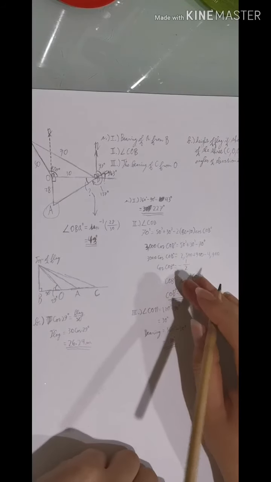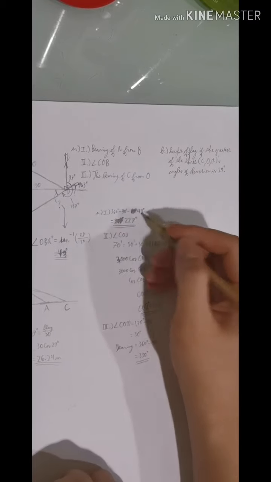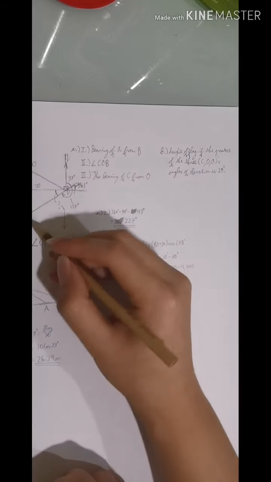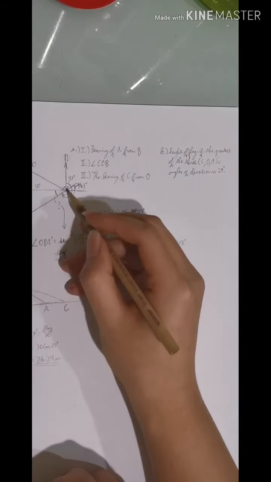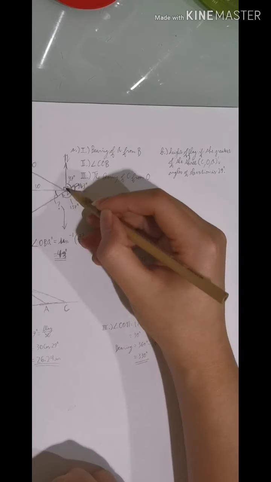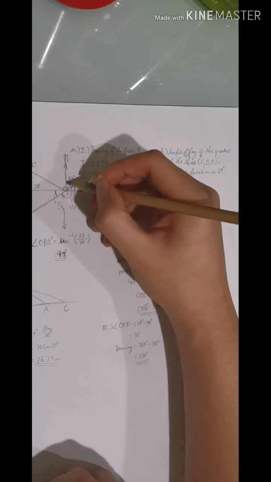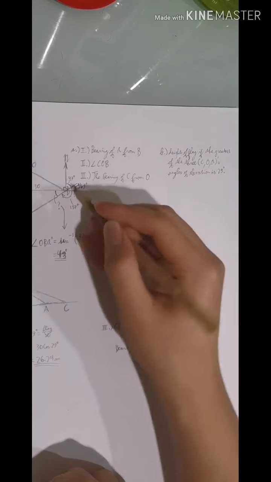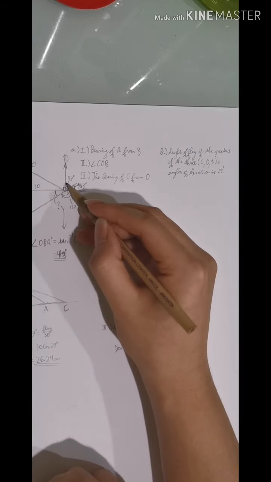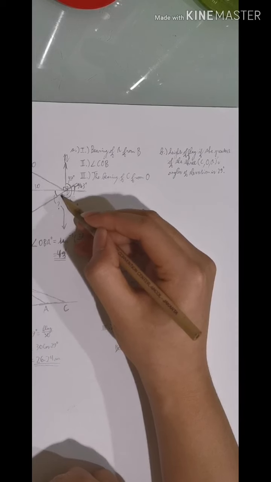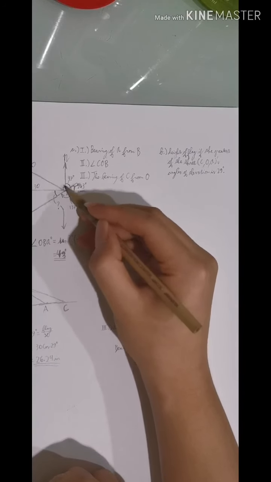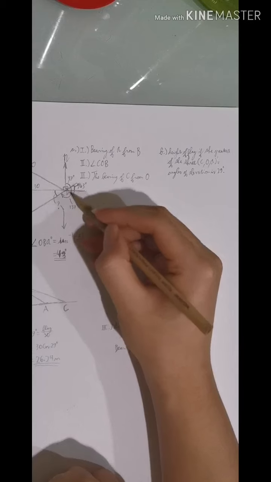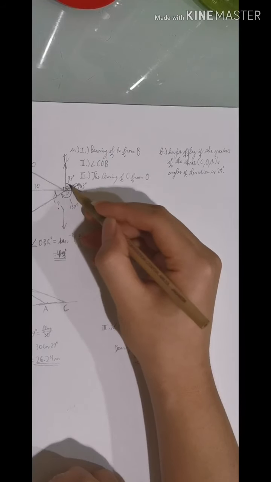So if it's asking for the bearing of A from B, it means that we're supposed to draw another north pivot point. This wasn't there before, remember? And we were supposed to find this here. I marked it with some sort of circular arrow. We're supposed to find that angle.